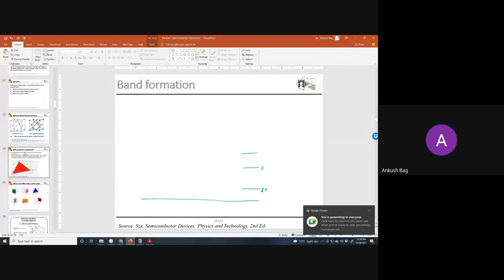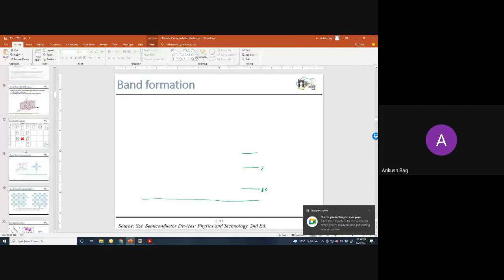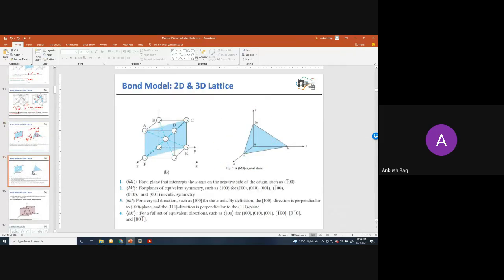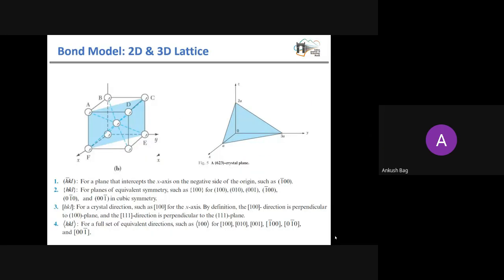Okay, good. Maybe this picture. See here, just look at these two planes. One is this ABCD, the top plane, and the other plane is the blue colored one, that is AC.